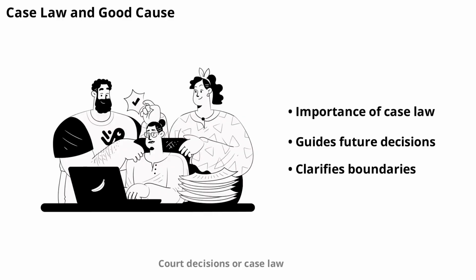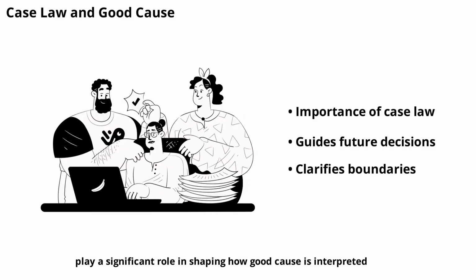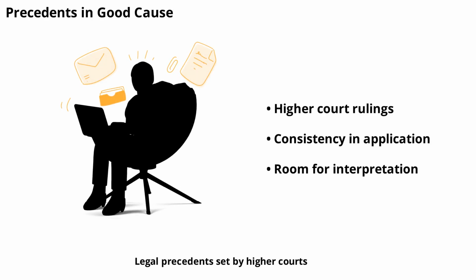Court decisions, or case law, play a significant role in shaping how good cause is interpreted. Judges look at past rulings to guide their decisions, and over time, these cases help clarify the boundaries of the standard. Reviewing relevant case law can provide valuable insight into how good cause is likely to be applied in your situation. Legal precedents set by higher courts are especially influential in defining good cause. When a court establishes a rule or interpretation, lower courts and agencies generally follow it. This helps create consistency and predictability, though there is still room for interpretation in new or unusual cases.